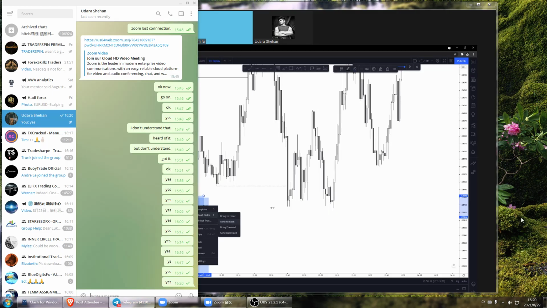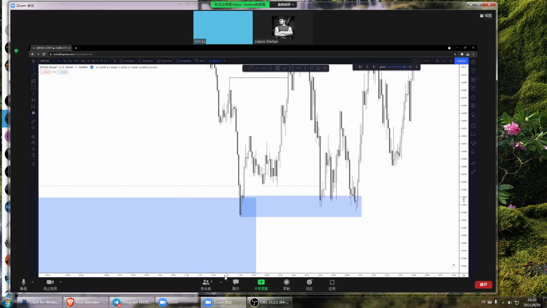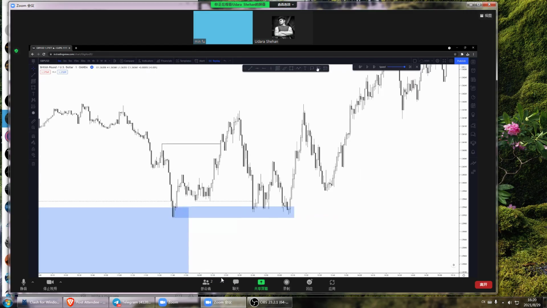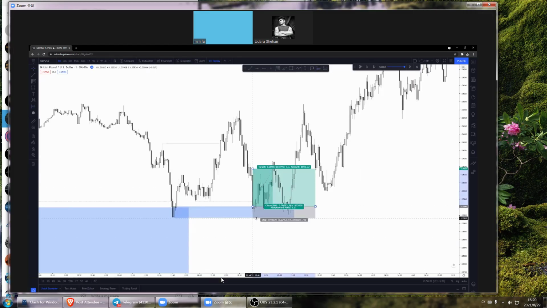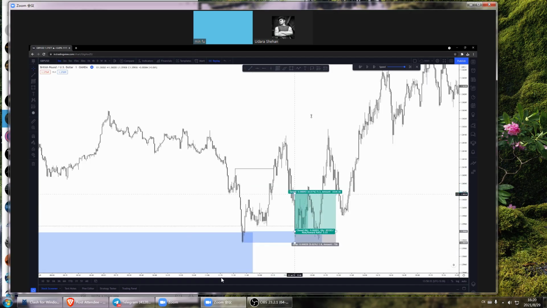Okay, so now look at that. We can easily do this: buy right here, stop loss below this low. See, even though it was messing around, the stop loss was never hit.